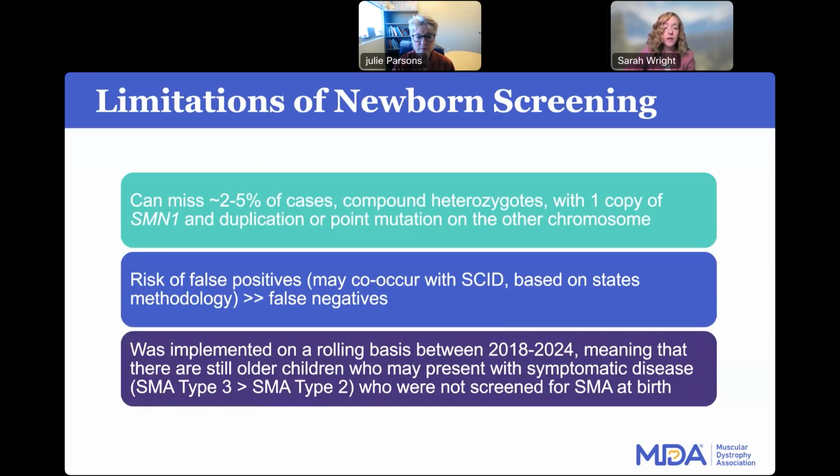This is oftentimes depending on the state's method for which they detect the homozygous deletion, the PCR. And this can sometimes co-occur with patients who are positive for SCID, which is an immunodeficiency, based on their state's methodology. However, false negatives reassuringly have been very rarely reported. And again, like I mentioned, this was implemented on a rolling basis, meaning that there are still older children who may present with symptomatic disease. Next slide.